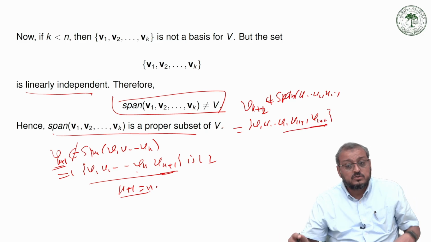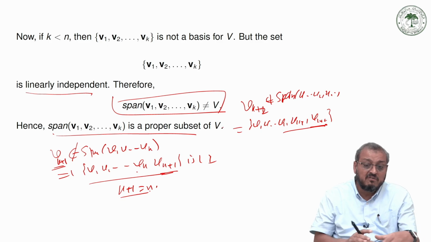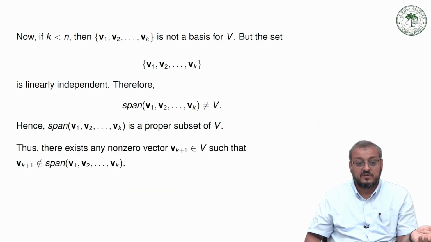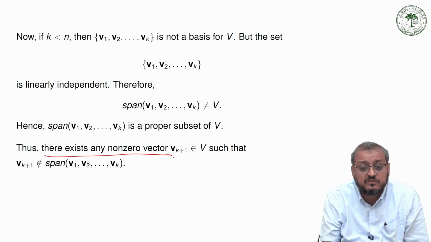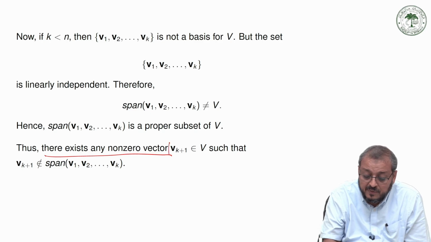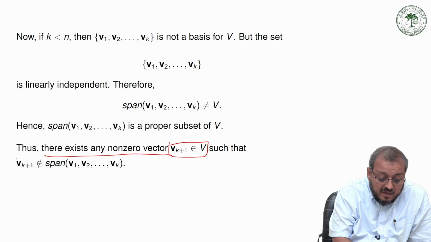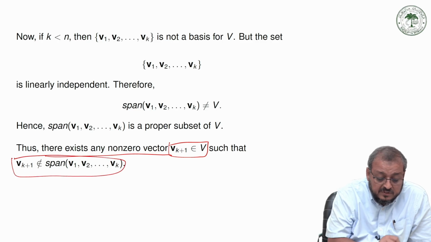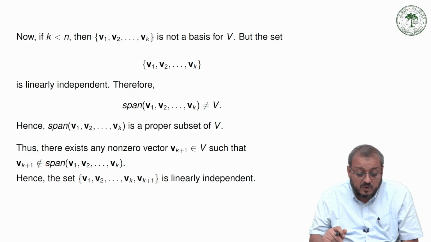Again, if v_{k+2} equal to n, then we are done. If it is not, then we have to find another element in this way. So, does there exist any non-zero vector? We have to choose v non-zero, because if it is 0, there is a linear dependence. So v_{k+1} is an element of V such that v_{k+1} does not belong to the span of this.